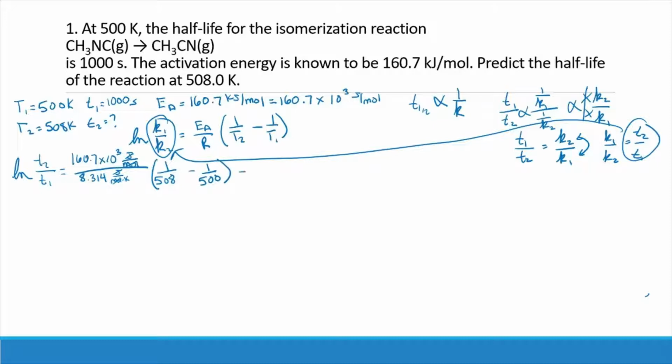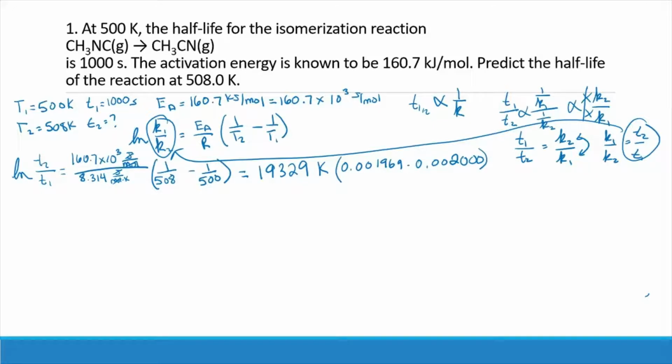So this simplifies down. Now we can say 19,329, and the units of this are Kelvin, from doing EA over R, times 1 over 508 is 0.001969, minus 1 over 500, 0.002, or 2000, if you want to be more exact.